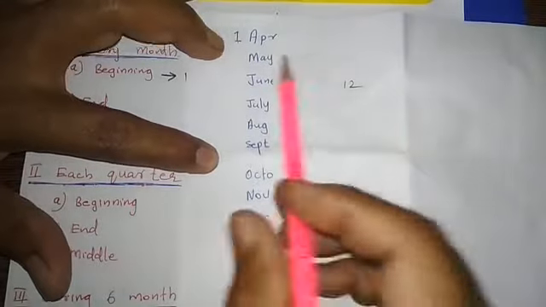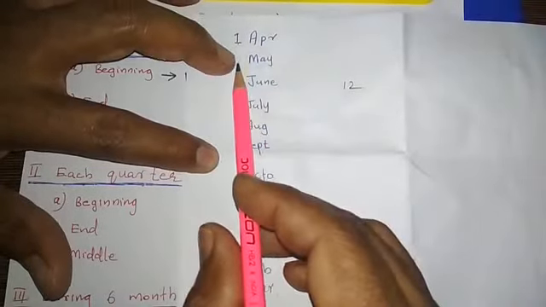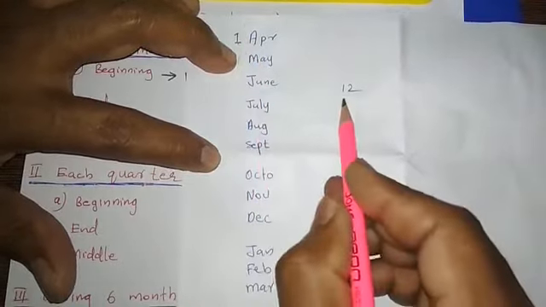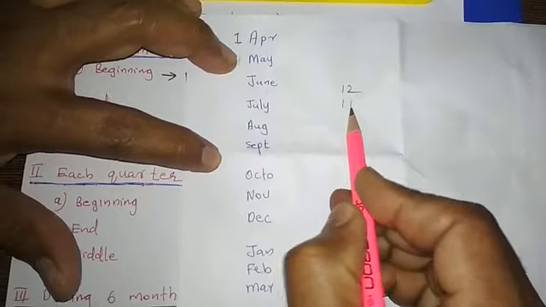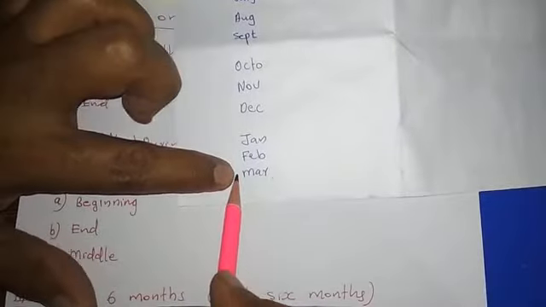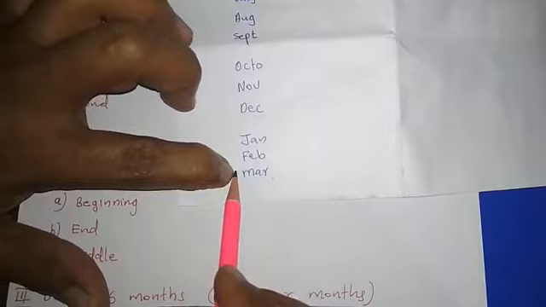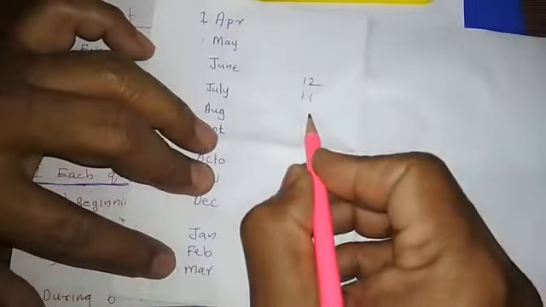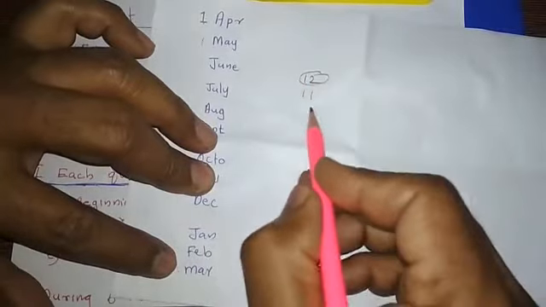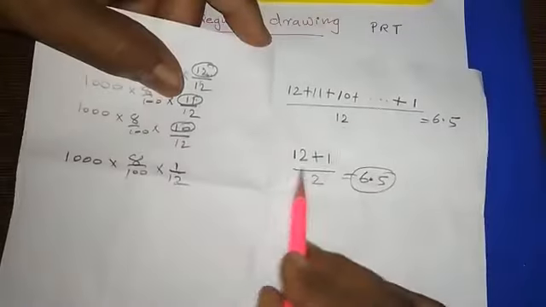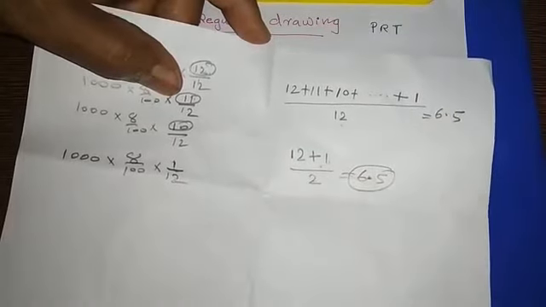The second drawing is made on 1st May. So by 1st May only 1 month has completed, and now 11 months remain. Like that, I think you understood. Now the last drawing is made on 1st March, and we are calculating up to 31st March. That is why after the last drawing the remaining month will be 1. So we take 12 plus 1, as I have shown here, divided by 2, 6.5 comes.